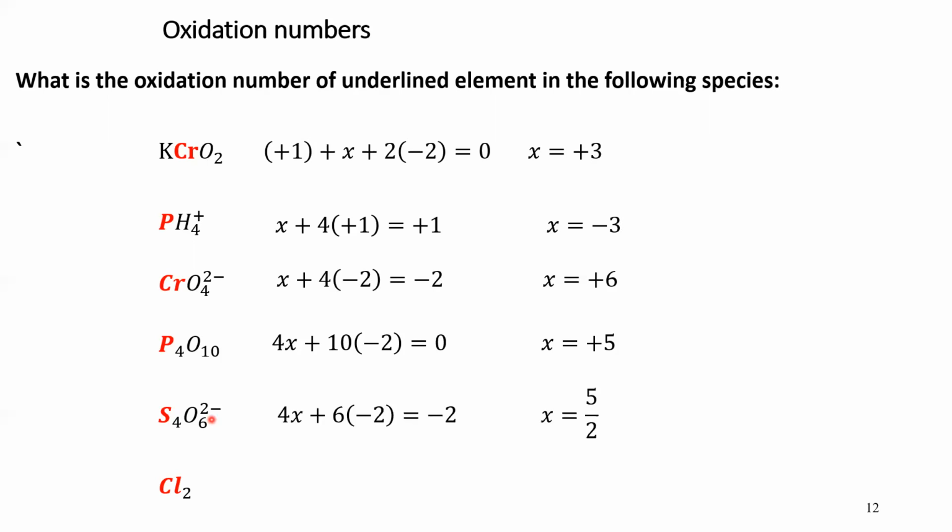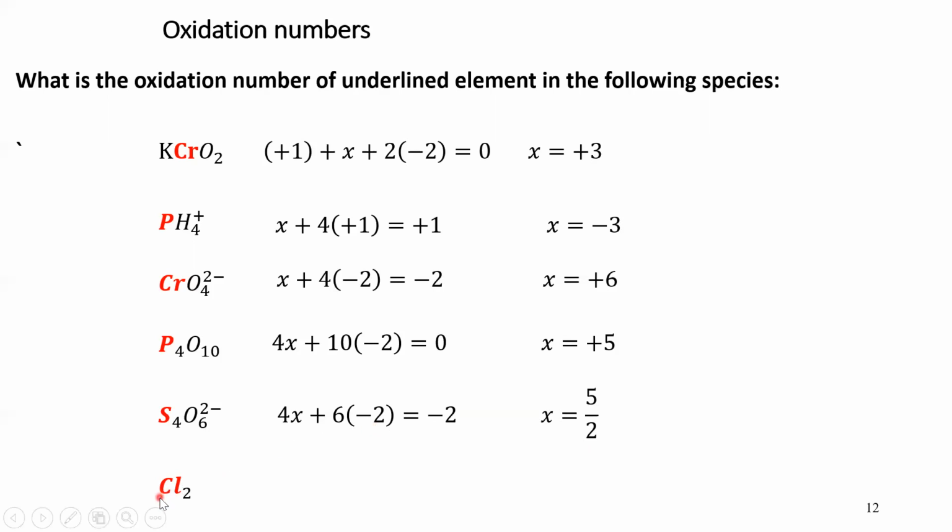All right, now this one's a little bit unusual. Most of them are whole numbers, but we've got 4 times X plus 6 times -2 equals -2. So 4X minus 12 equals -2. Add 12 to both sides, and divide by 4. That does give us 5 halves, but positive 5 halves, not negative 5 halves, because we're adding 12 to both sides.